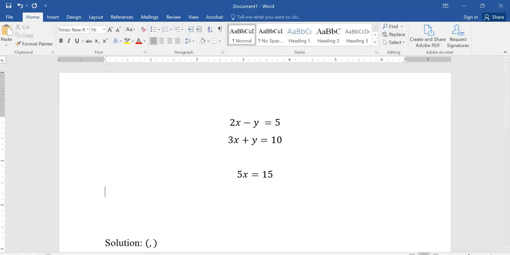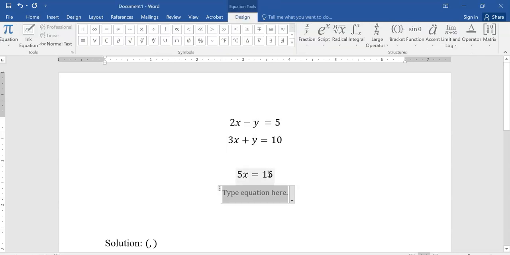Now, because I started with opposite coefficients, that eliminated the variable y, thus the name elimination method. And so now I can just solve this equation for x. And the way we do that is we divide by 5. So dividing by 5 would give me x is equal to 3.